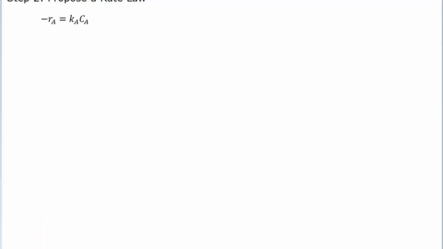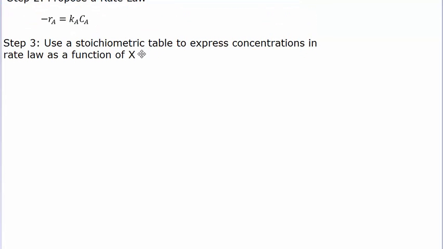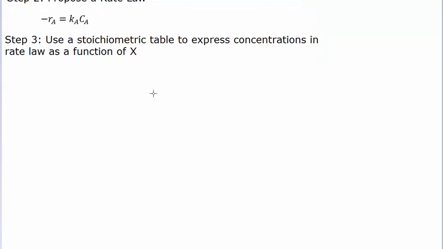The next part sort of goes back to what you've seen in general chemistry. So we're going to set up a stoichiometric table, or an ICE table, as you might have heard, and we're going to try to express the concentrations in the rate law, so it's going to be C_A as a function of conversion. Okay, so this is how we're going to do it.